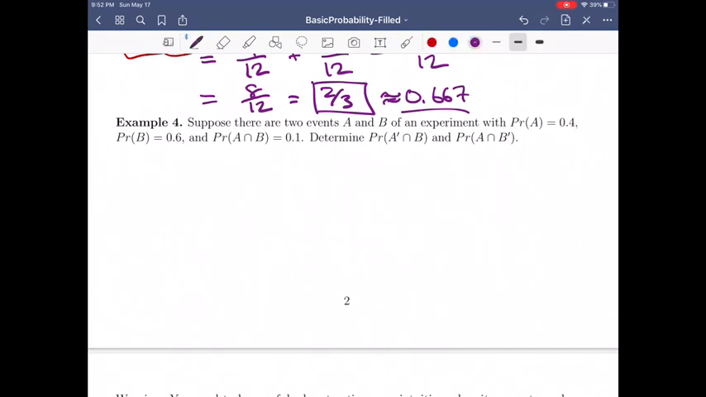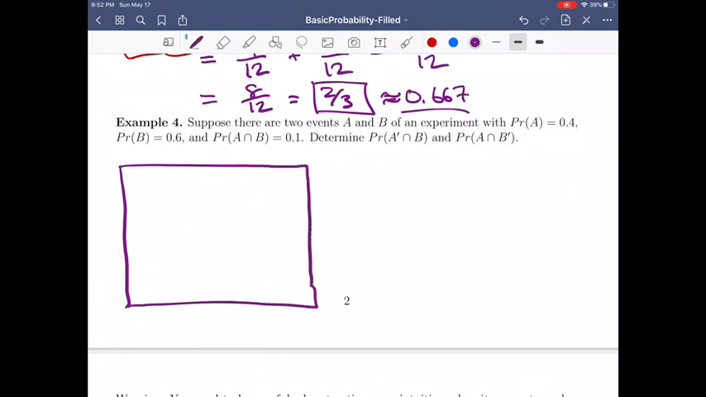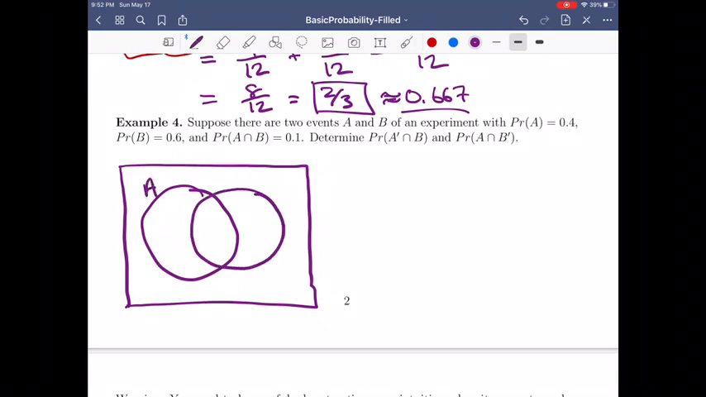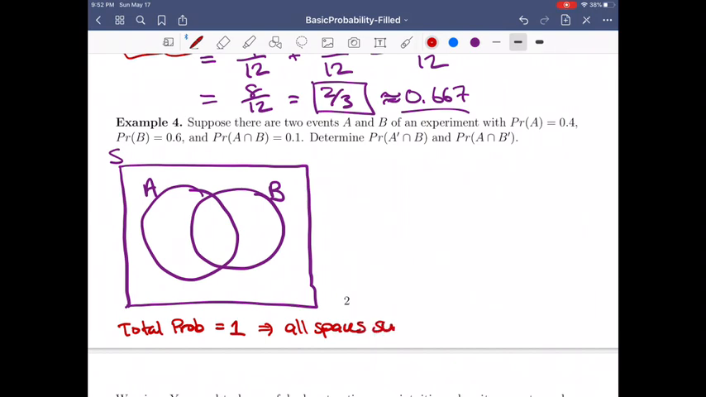One thing we can do is we can still use a Venn diagram to help us. In this Venn diagram, we have 2 events. Remember, events are like sets. So I have event A and event B. Here my universe, the rectangle, is S, and what I'm going to put inside are probabilities. The total probability is 1, so all spaces sum to 1. And then we fill it in the same way we did before.